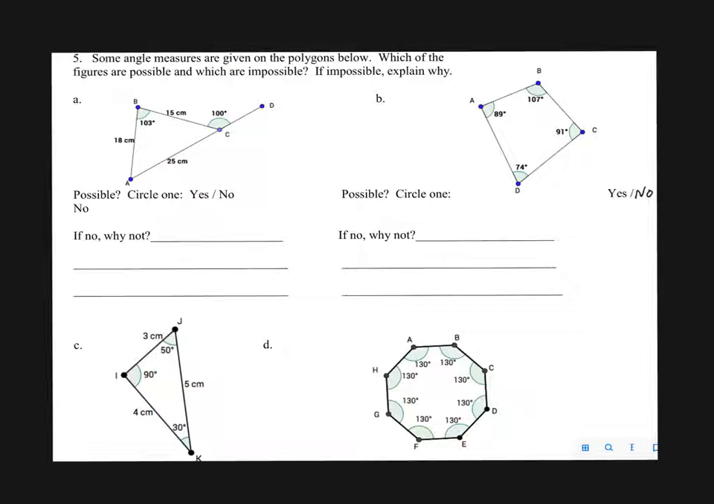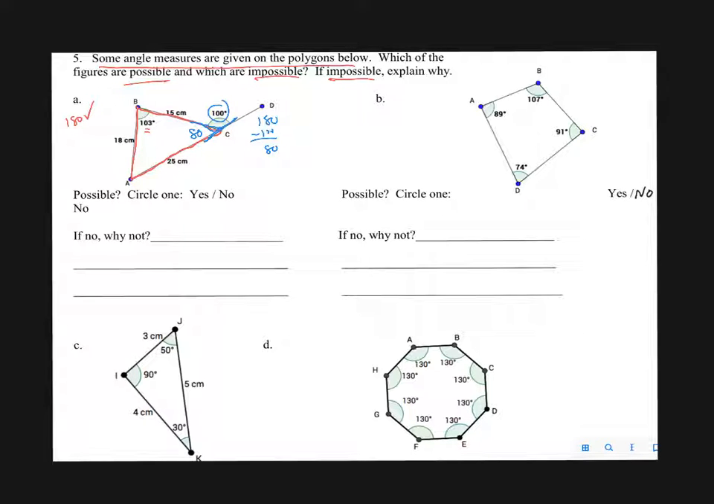The next set of questions runs a little bit like this. Some angle measures are given on the polygons below. Which of the figures are possible and which are impossible? If impossible, explain why. So really what I notice here is that we have ourselves a triangle. And I know that that's 103 degrees. And I know that that's what a triangle is supposed to add up to be. The interior angle should be 180. And so what I do is I come over here and I say, well, I see a linear pair right here. So if this is 100, then this has to be 80, because 180 minus 100 is 80.